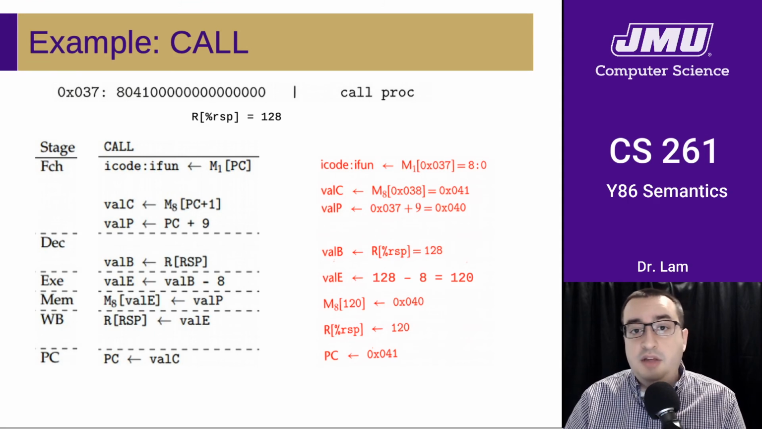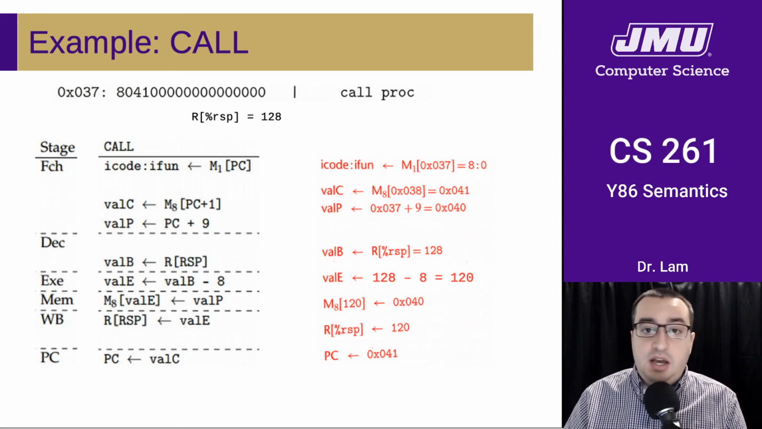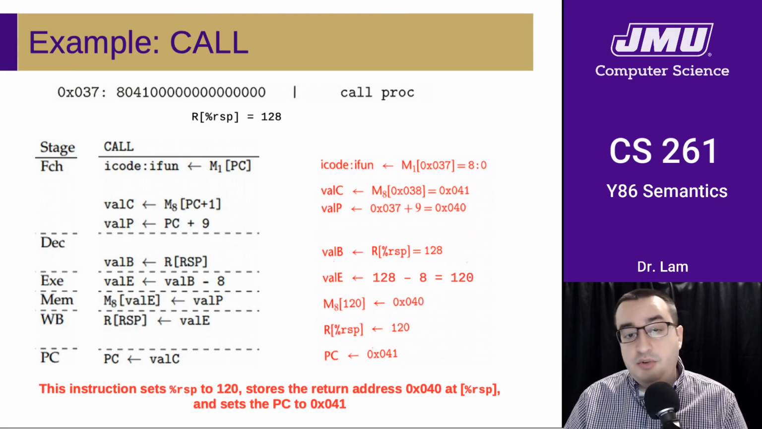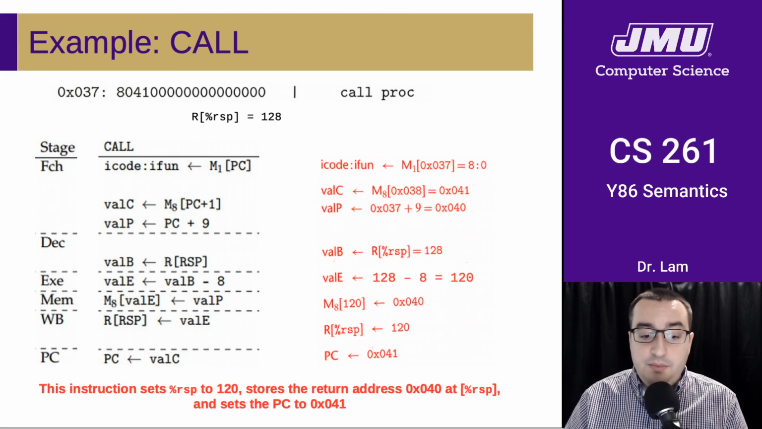We're going to ask you to trace through a program and give us the semantics for a whole program execution as it runs on a y86 CPU. So again, if we were to summarize the semantics here, we would say that this instruction sets RSP to 120, stores the return address 014 at the old value, and sets the PC to 041. So this is a fairly complicated instruction. It's doing a lot of things.